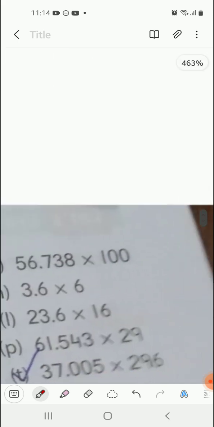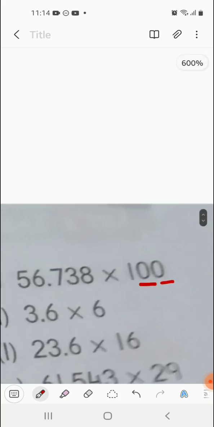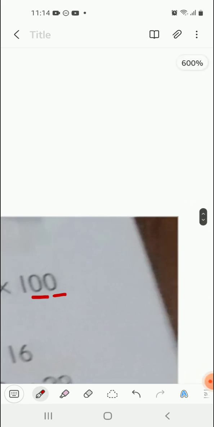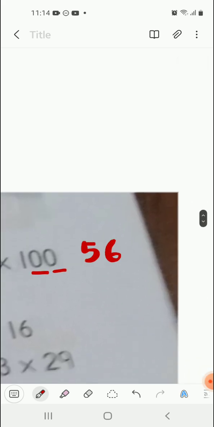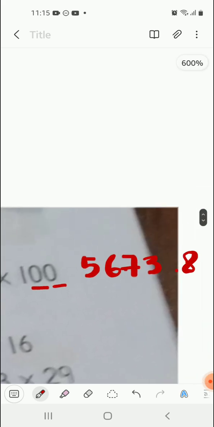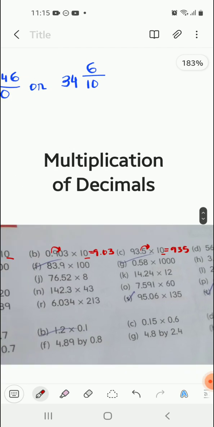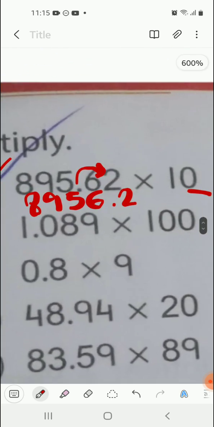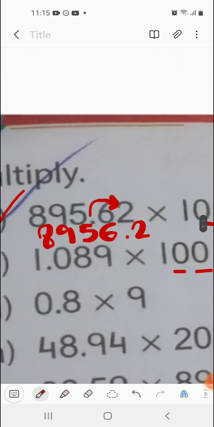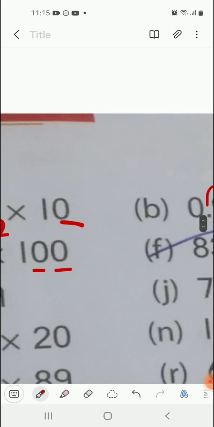Same thing. Again, there are two zeros, so the decimal point will shift twice. Once and again twice. So it will become 5673.8. Moving on, next, 1.089 into 100. There are two zeros, so the decimal point will shift twice. Once, twice. So it will become 108.9.